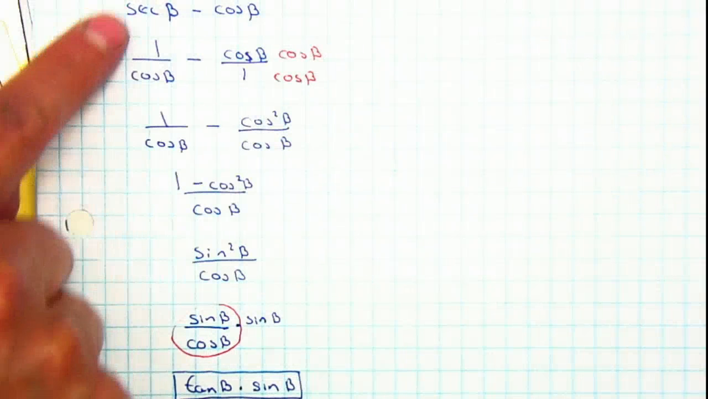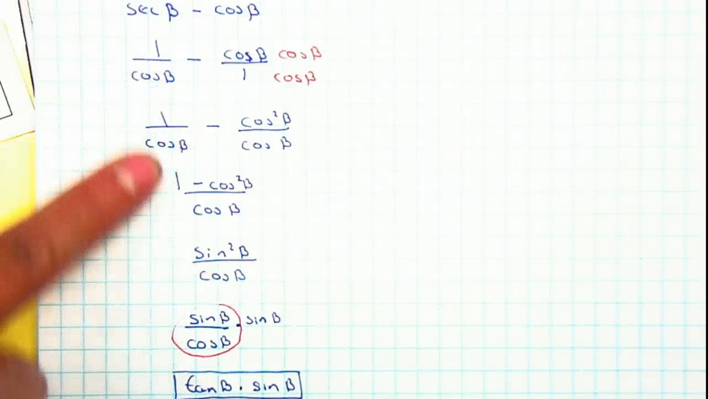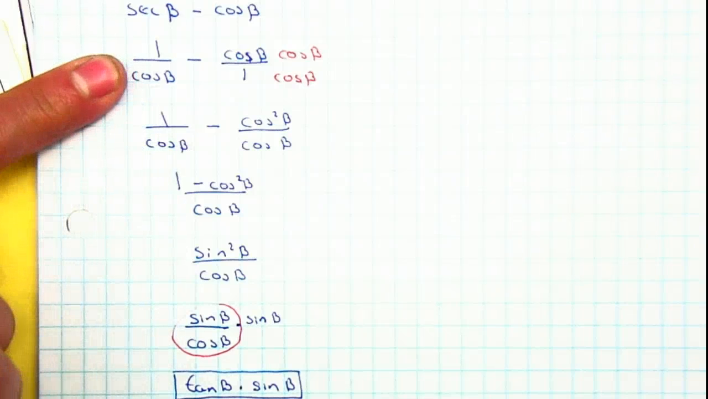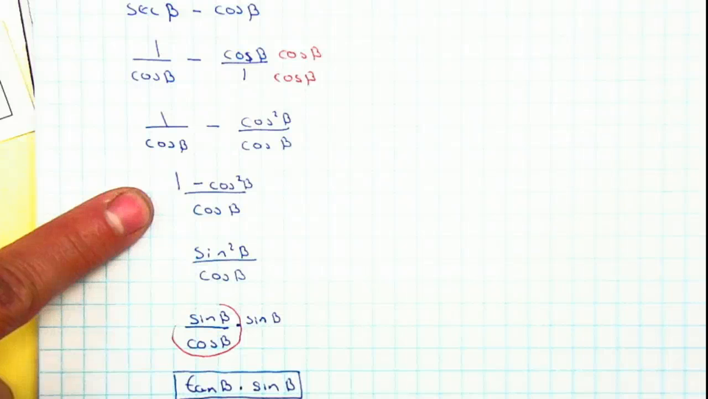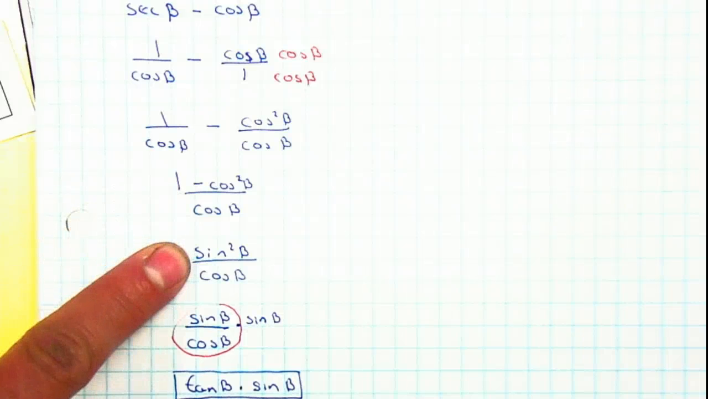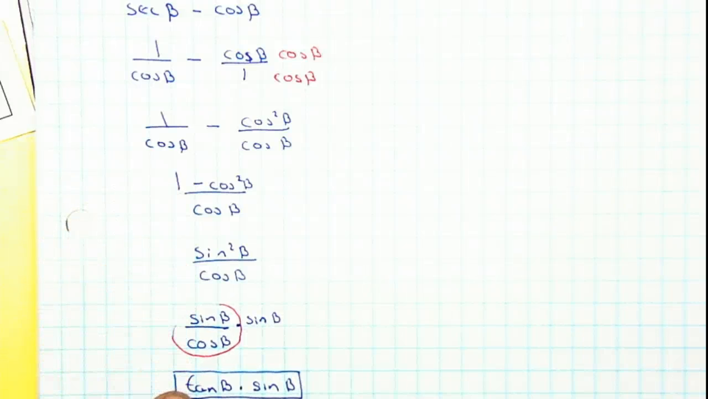Remember, they don't want you to have a denominator, so we need to go through the steps. Once we rewrite into sine and cosine, we perform the operation, we replace it with sine squared, and then we simplify it as follows.